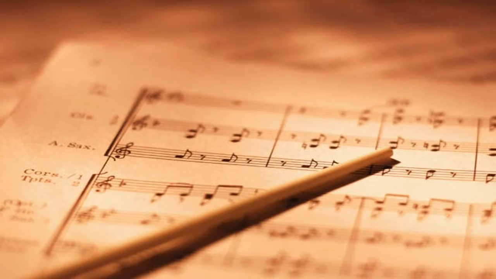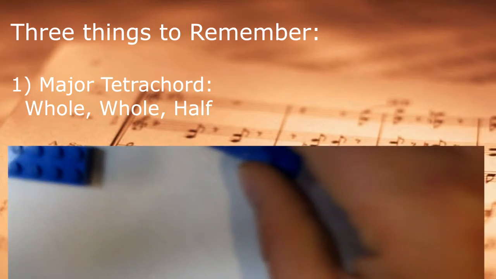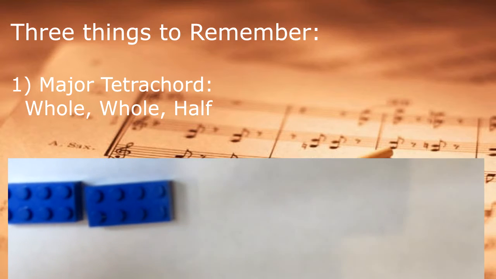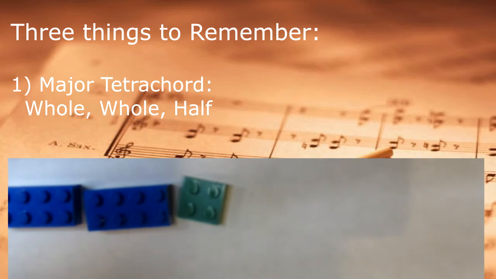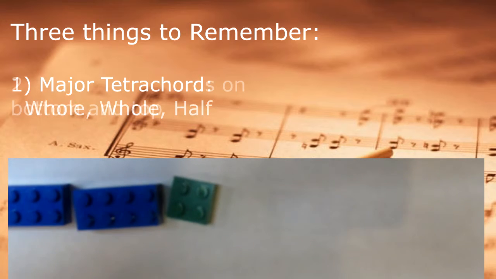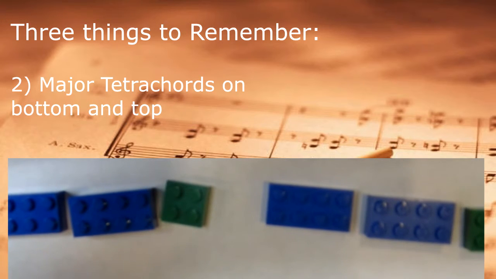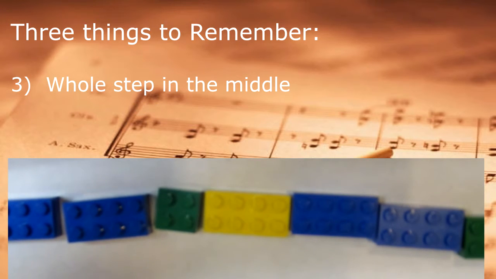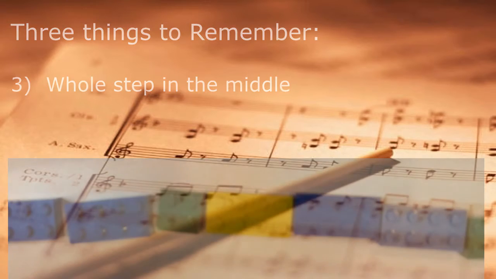One of the ways I've found to visualize this a little bit easier is using some Legos. So I've got a set of Legos that we're going to use for this demonstration. The smaller Legos represent the half steps, and the larger represent the whole steps. So once again, the first thing we want to remember is the major tetrachord pattern, which is whole step, half step. The second thing to remember is that we've got a major tetrachord on the bottom and a major tetrachord on the top. And the last thing to remember is that we have a whole step separating the two tetrachords.